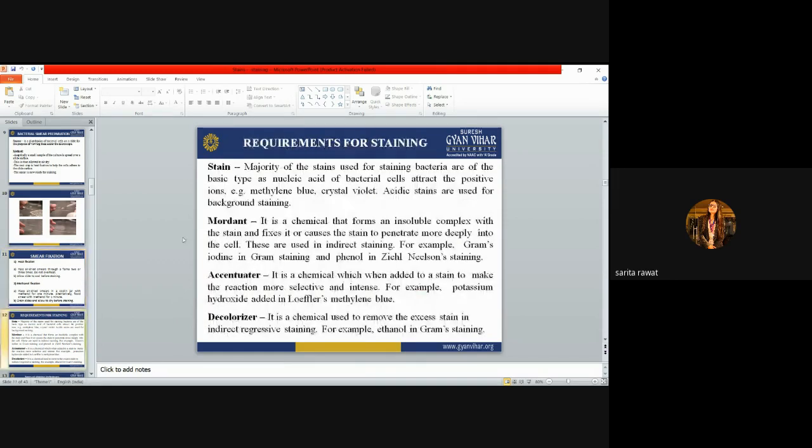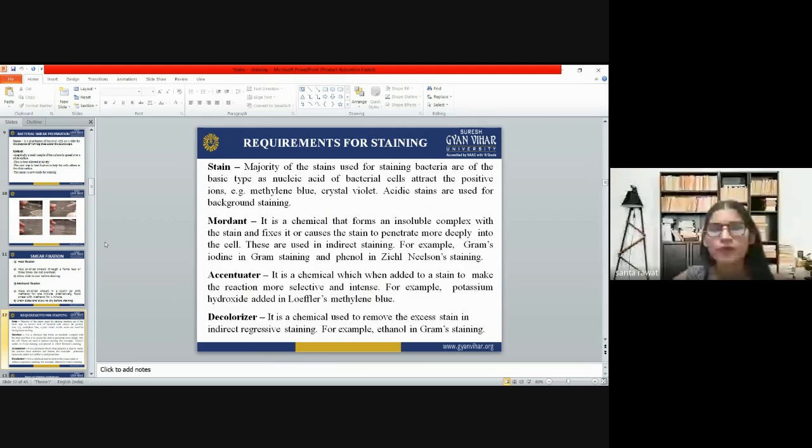Now, requirements for staining. What are the requirements we need before staining? The majority of the stains used for staining bacteria are of the basic type, as the nucleic acid of the bacterial cell attracts positive ions. Examples are methylene blue and crystal violet. Acidic stains are used for background staining.